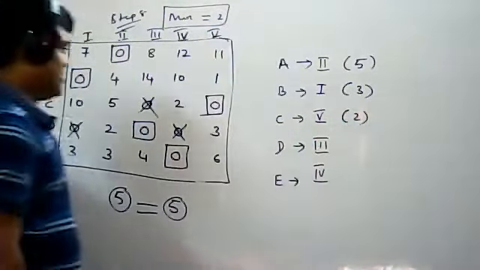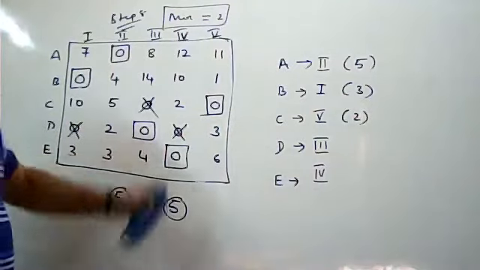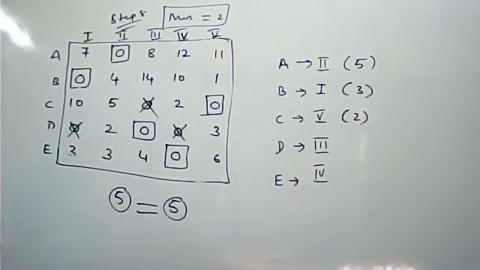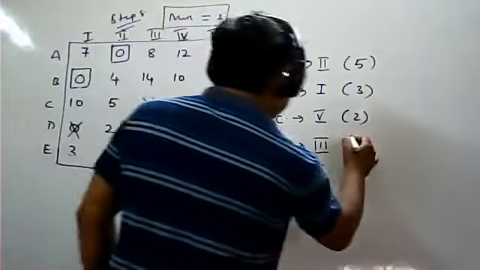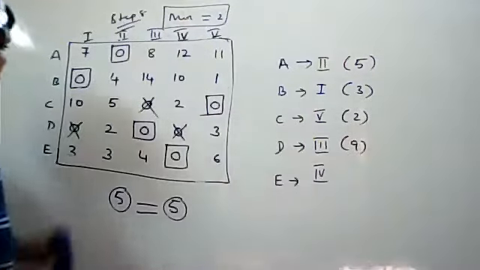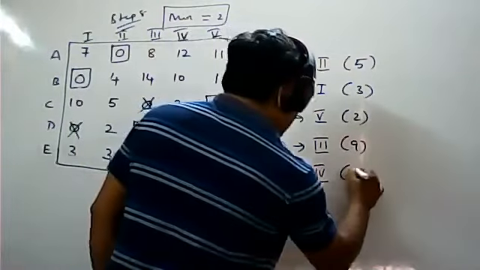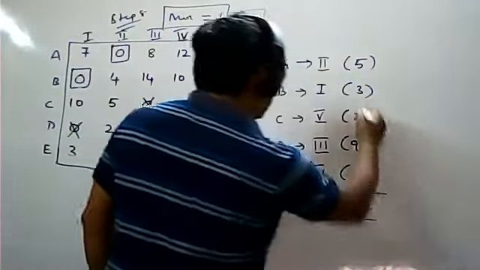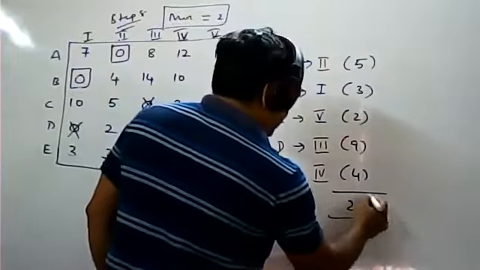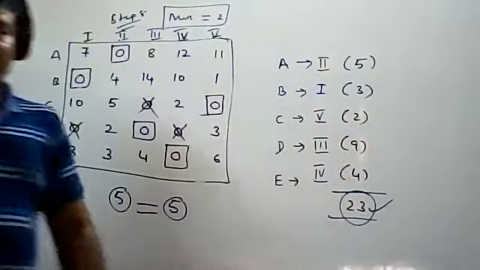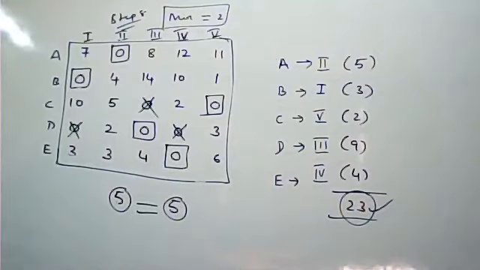Just see the original problem. D is assigned to 3, which means the value is 9. And then the last one, E is assigned to 4, which means the value is 4. Take this total, and it gives the answer. That is 5, 8, 10, 19, 23. If it is given in rupees, you can write in rupees. If it is given in days, you can write 23 days like that.